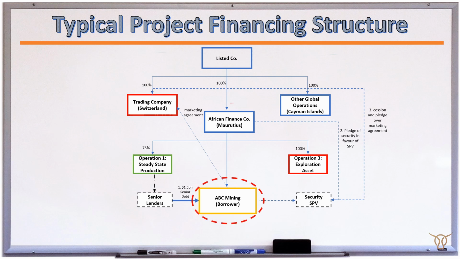The highlighted boxes in the structure diagram illustrate the companies in the structure that are most important from a security perspective. The lenders would require that these companies pledge their shares and other assets to a security SPV to be held for the benefit of the lenders. In the event that the project fails, these assets could then be liquidated in order to repay the debt.